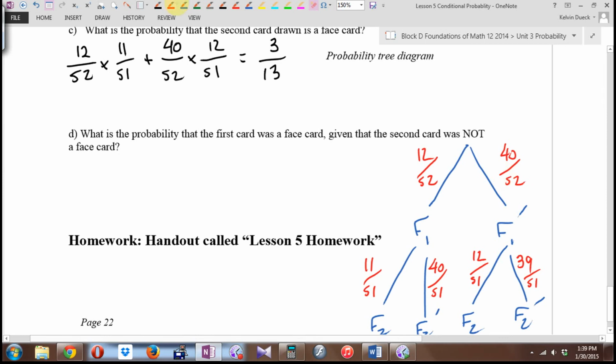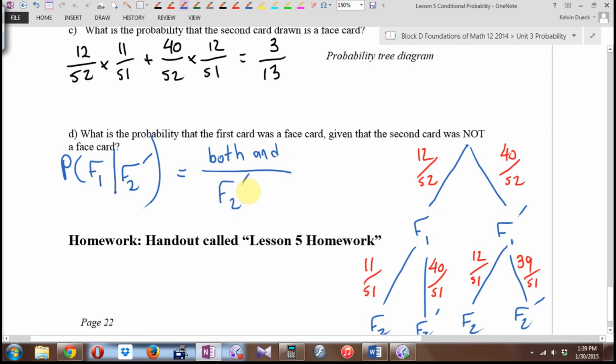We have to translate this. And then it's going to be both and divided by the given one. What did they give me? What's the given one? Be very careful, but what did they tell me? So we have not F2. What do they want me to find? F1. And I'm telling you, it's going to be both and, whichever column has F1 and not F2, divided by not F2, the given one.